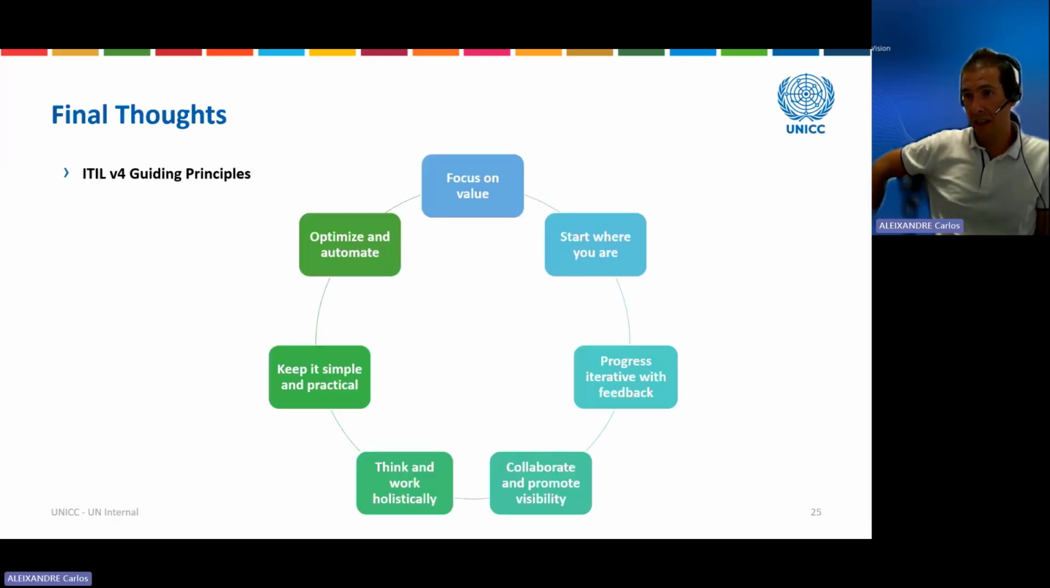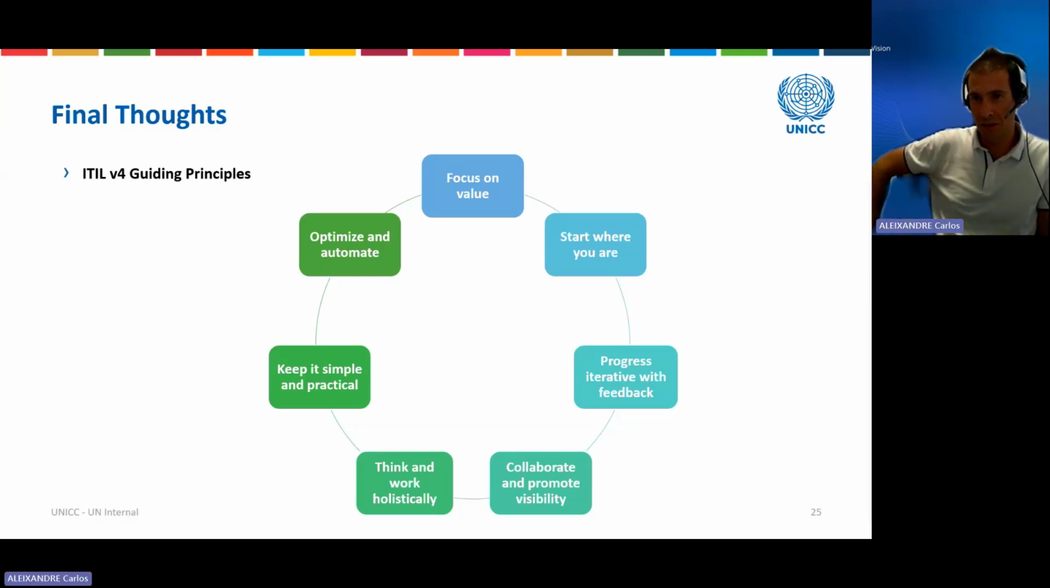This is the last slide, and it is about the ITIL four guiding principles. And I always like to keep these principles in mind where possible, because I think they are good to build a good framework and also to improve the framework step by step. So these are the guiding principles.